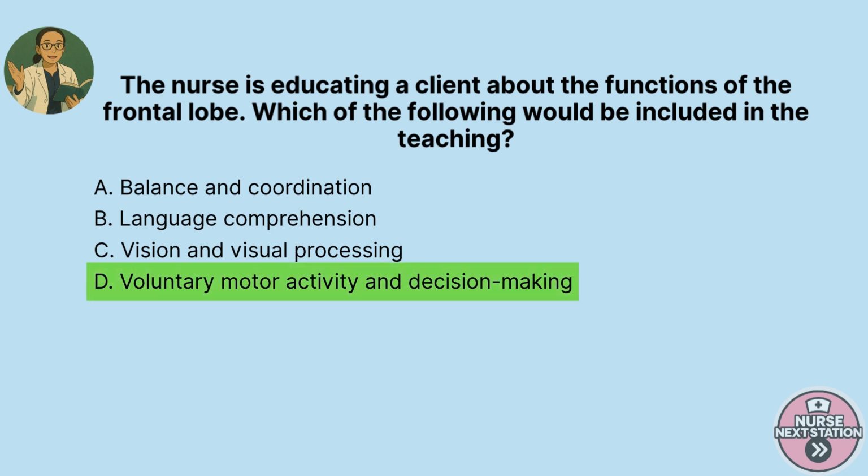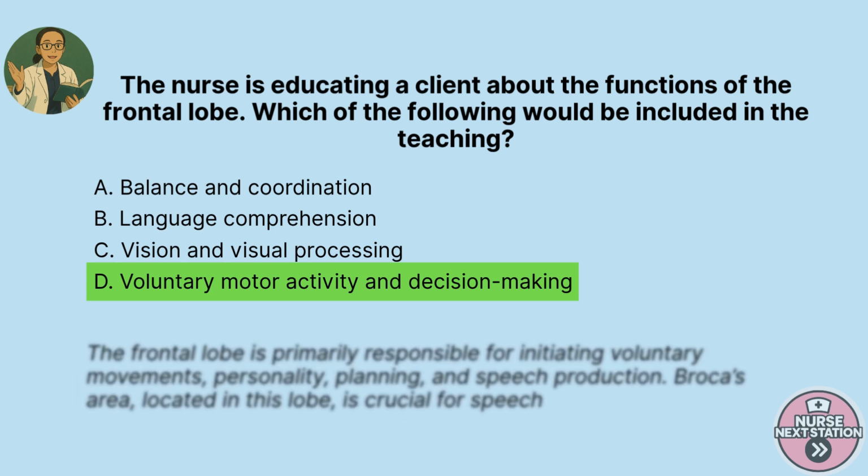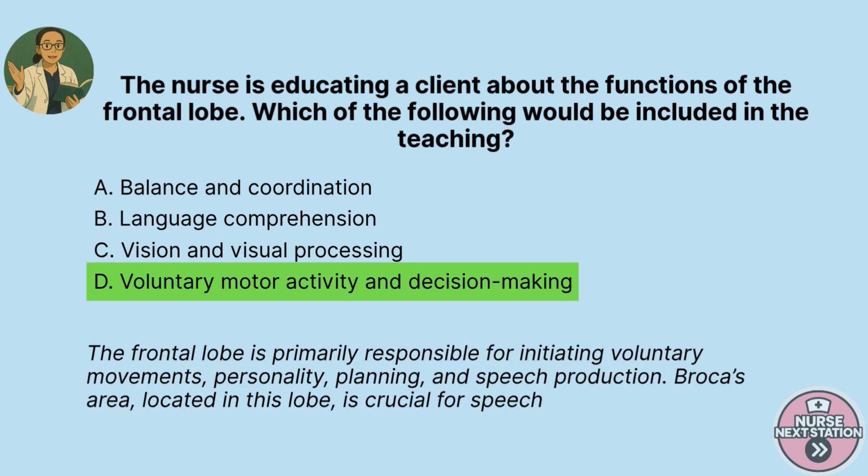Correct answer. D. Voluntary motor activity and decision making. The frontal lobe is primarily responsible for initiating voluntary movements, personality, planning, and speech production. Broca's area, located in this lobe, is crucial for speech.